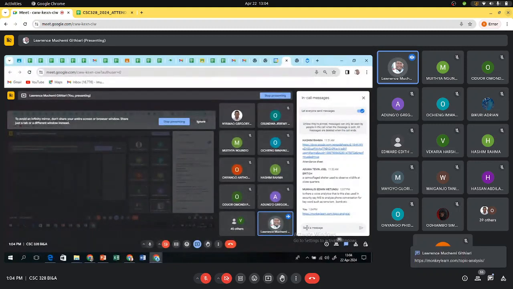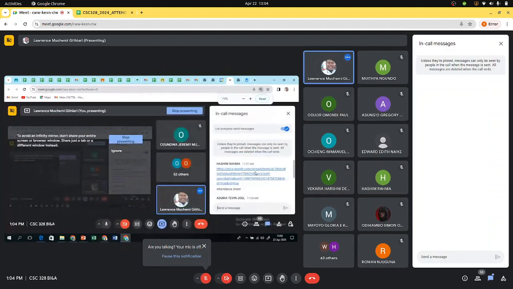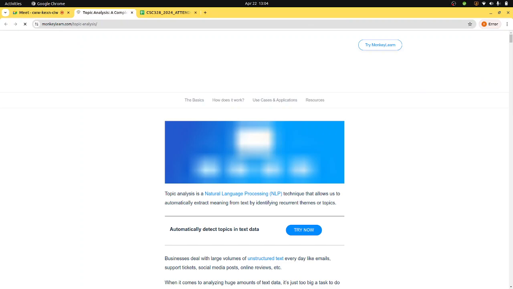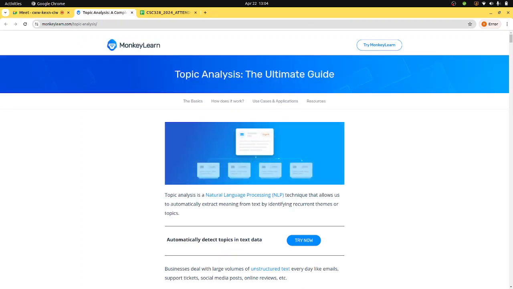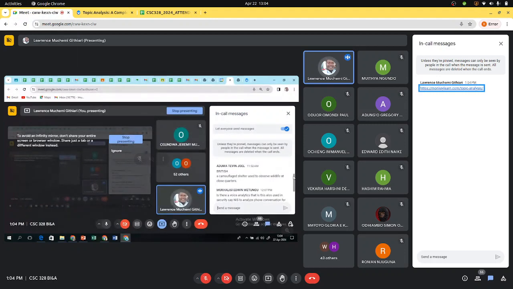Yeah, so you can open the link I've just sent you. Now I see there are some questions here. Maybe because I was presenting, I didn't see them. Rama had given us the document, I think, to sign or something. Aduma sent something here: a camouflage shelter used to observe wildlife, but I don't know what that was.